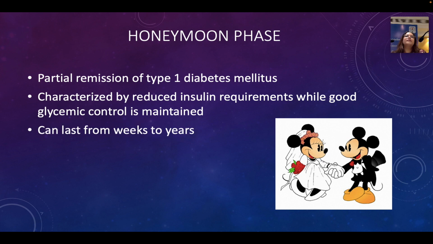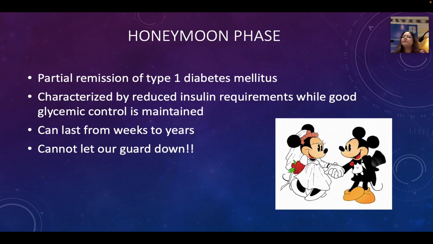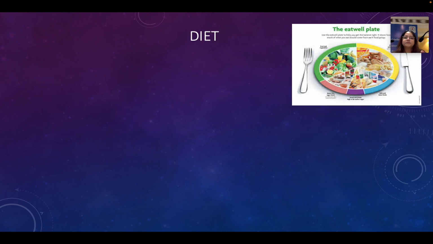It can happen and it might not happen in some children also. But we cannot let our guard down, and we have to keep frequent monitoring in these children, because you have to tell the parents कि ज़रूरी नहीं है कि ऐसा ही रहेगा. And if they do not monitor, if the blood sugars start rising, they will not come to know. Diet, the most important thing.